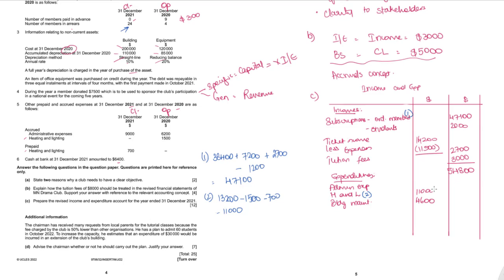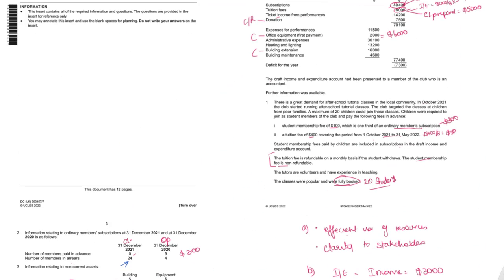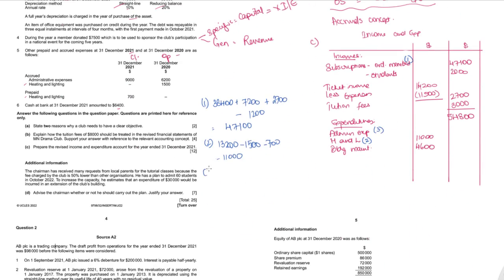And admin expenses, number 3. As per the receipt and payment, it is 30,100. To this, closing accruals we will add, opening accruals we will subtract, and no prepayments. So 33,000. Sorry, 32,900.